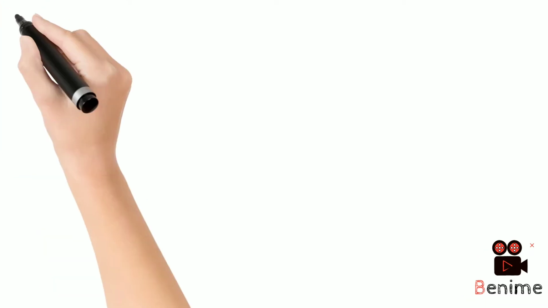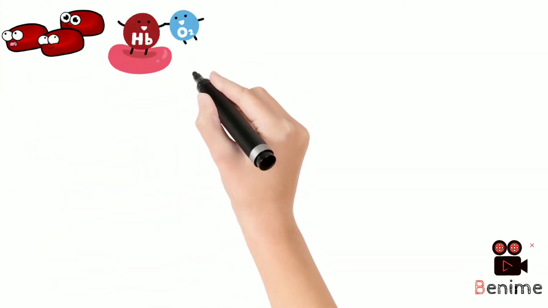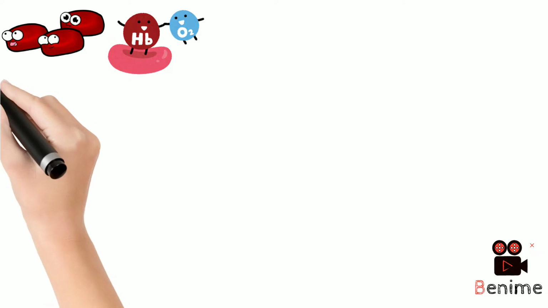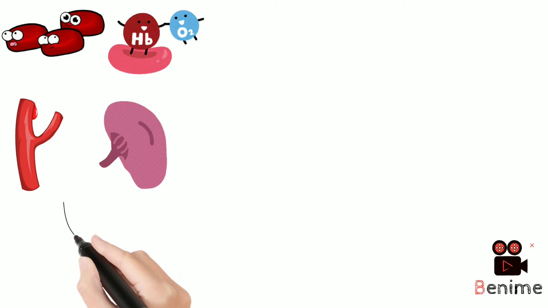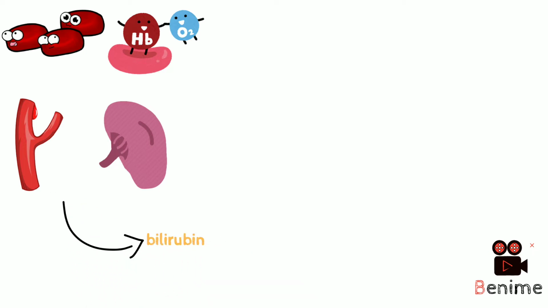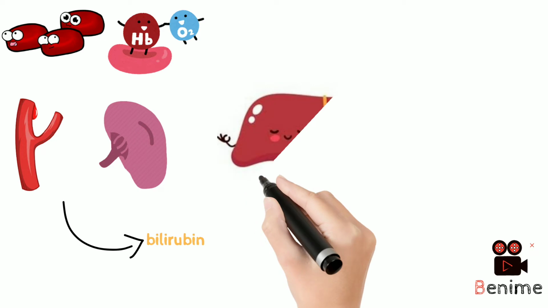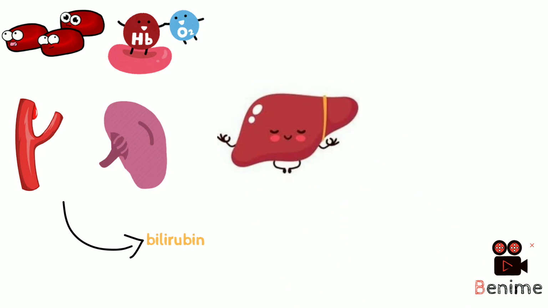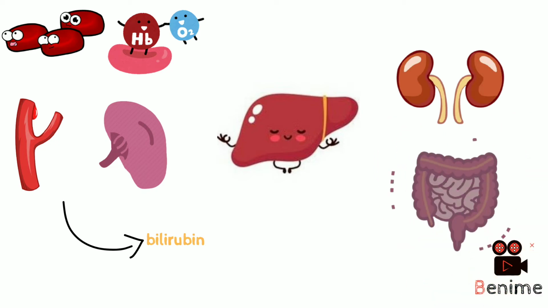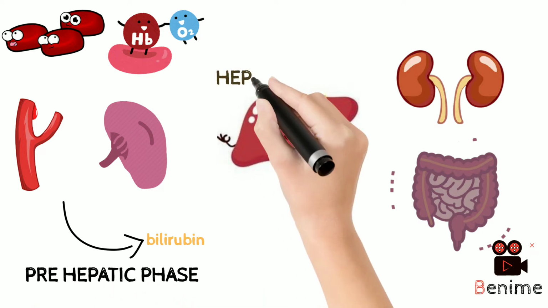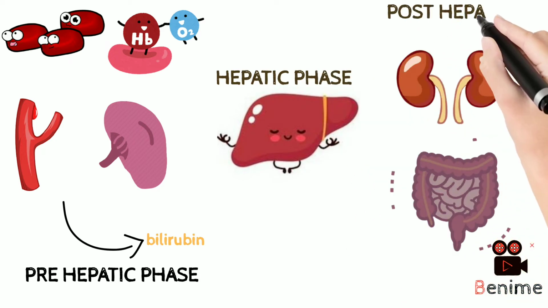Time for pictorially understanding the bilirubin mechanism. So when the RBCs and hemoglobin are destroyed, after completing their life cycles in blood vessels and spleen, the yellowish pigment called bilirubin is formed, which is then sent to liver for conjugation, storage, and is made water soluble for later, as it has to be sent to kidneys and intestine for excretion. So based on the sites of events, the process is divided into three major types, namely the pre-hepatic phase, the hepatic phase, and the post-hepatic phase.